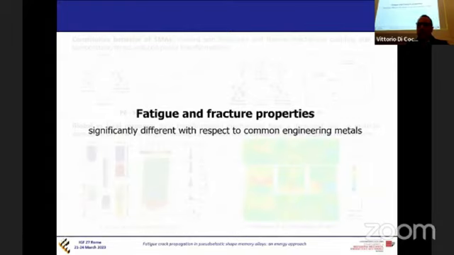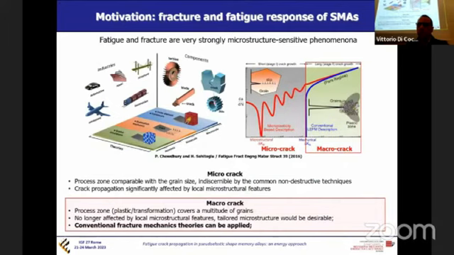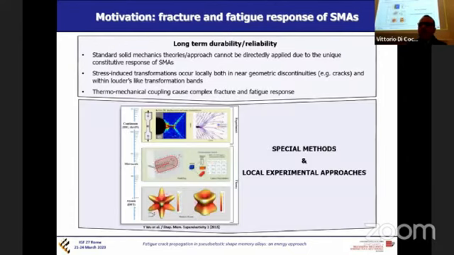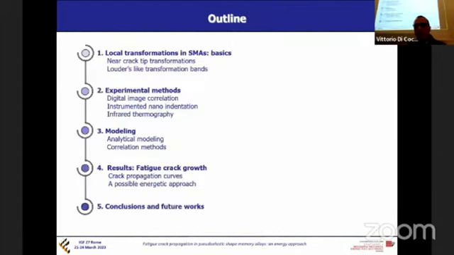because they exhibit a completely different behavior with respect to common engineering metals. In particular, we focus on macro cracks, I mean, those whose size is much larger than the typical microstructural details, I mean, the grain size. Unfortunately, in that case, solid mechanics theory can be used, but standard theories and approaches cannot be directly applied to shape memory alloys due to these complex phase transition phenomena and local effects. That's why special methods must be used, sometimes involving multi-scale simulation ranging from atomic to component scale.